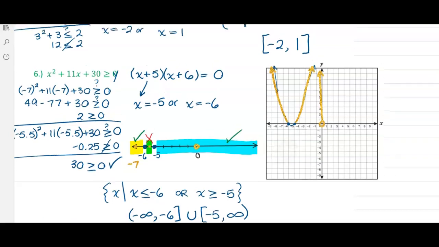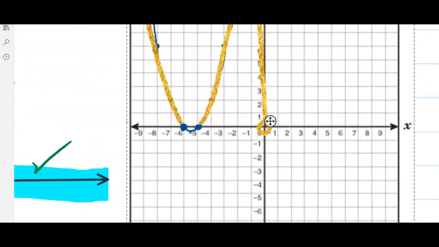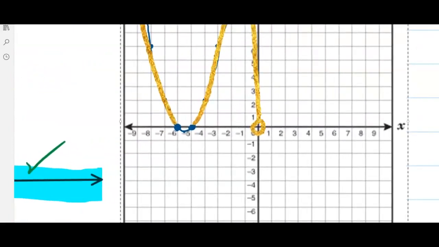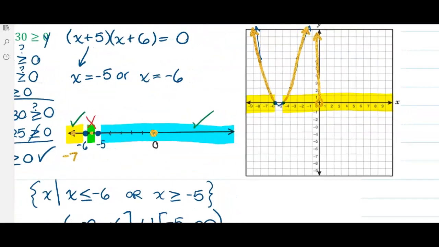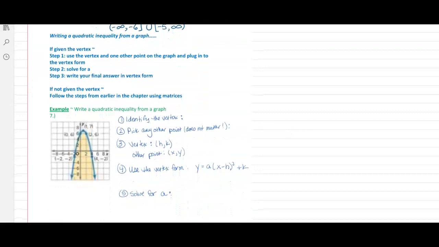See if I can kind of zoom in a little bit for you. So this piece right here is where it is not above 0. So looking at the x-axis for my solutions, it is above 0 when x is less than -6 or when x is greater than -5. So you can see where that number line comes from. It can come from a 2-axis coordinate plane.